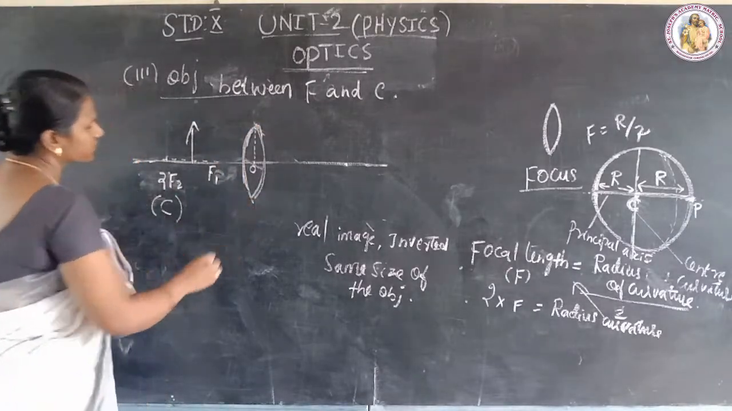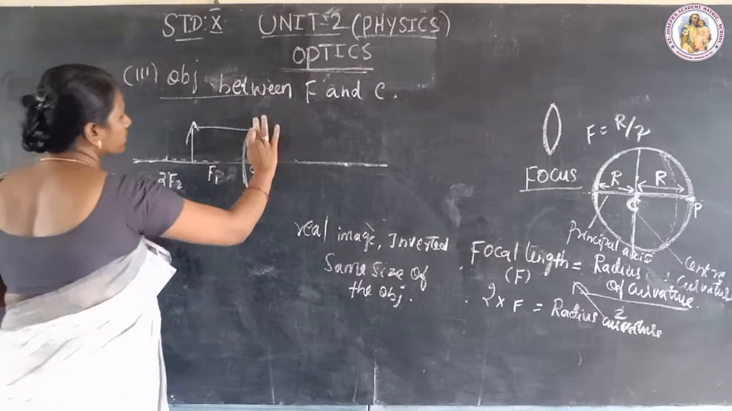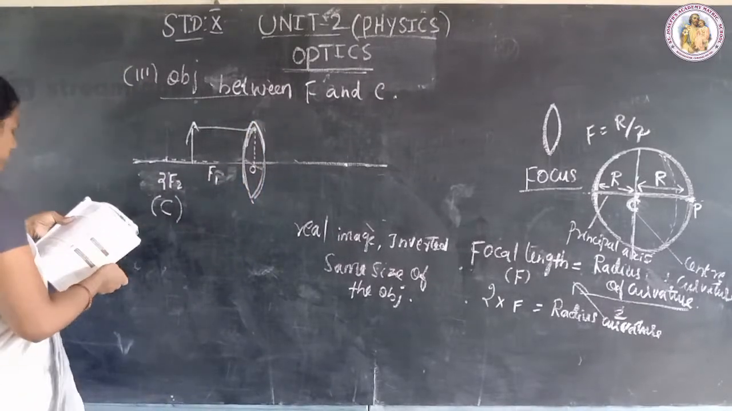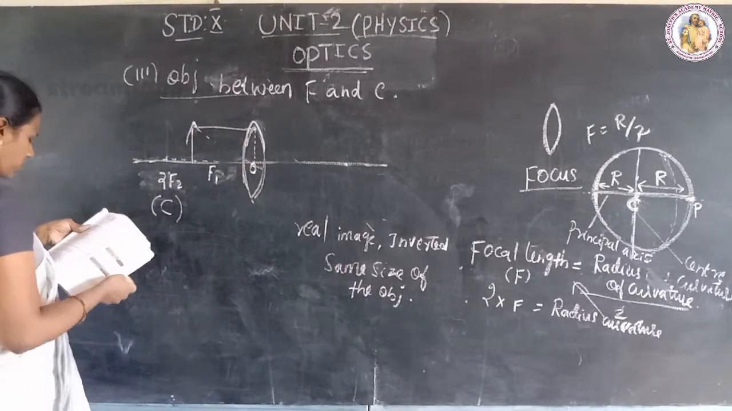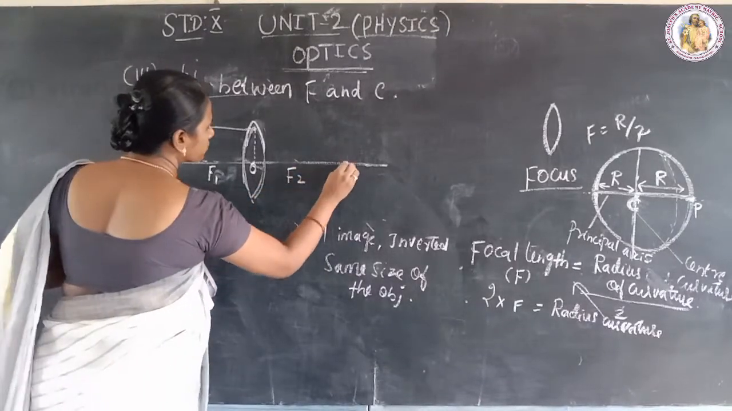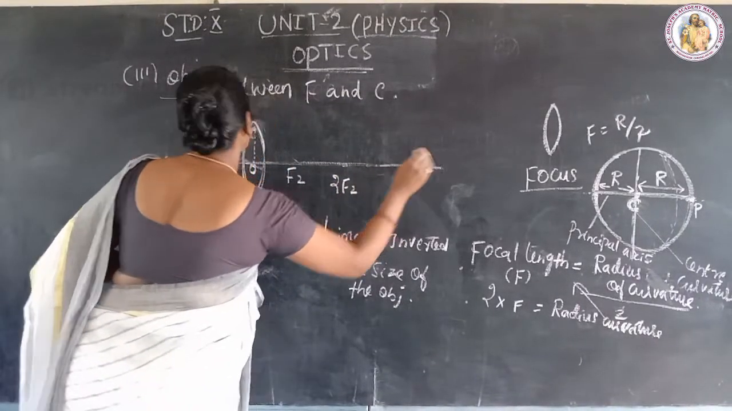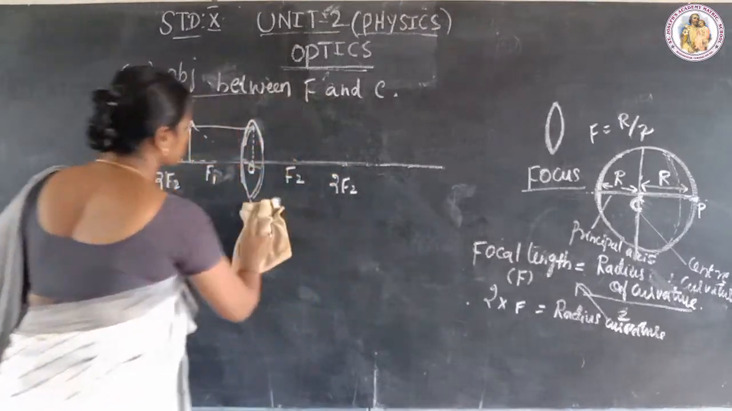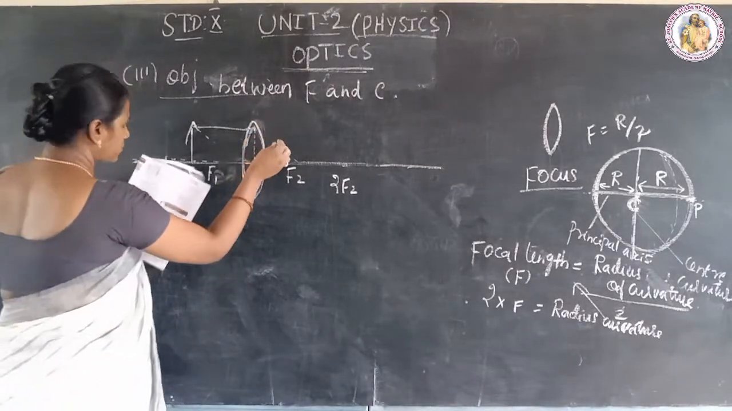This time what happens? Again, one ray parallel to the principal axis, and another ray which passes through the optical center. So this time what happens? So here also the F2, it passes to the principal axis.